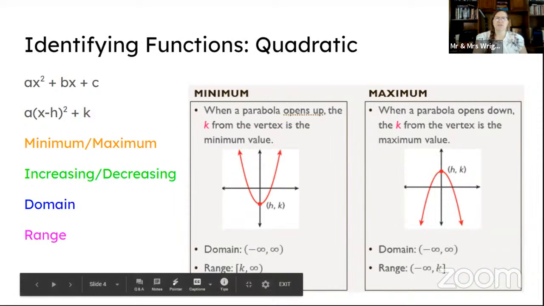Range: our range is, again, our y values. And since we have a minimum and a maximum, there are going to be some stopping points, some places where you can't go past, okay? And that's going to be our k in the vertex. Remember, our vertex is (h, k), and k is the y value. So the k in the vertex in an opening upward parabola is going to be the first number, and it's going to be a bracket because it is included in the range, and it goes all the way to positive infinity. The range for an opening downward parabola is from negative infinity to k. Remember, use that square bracket because we're including it.